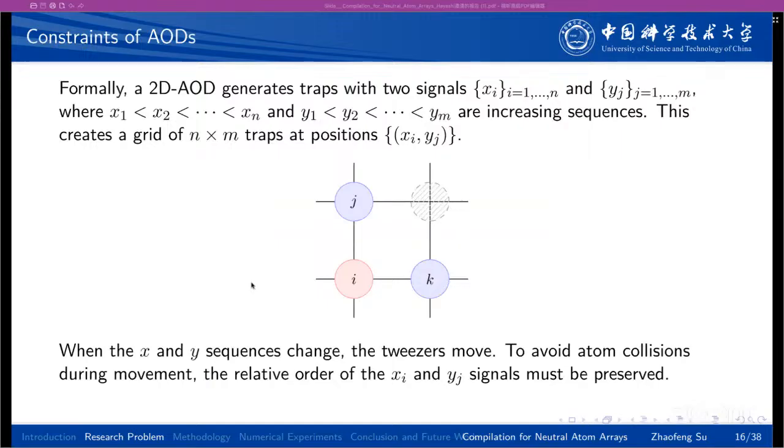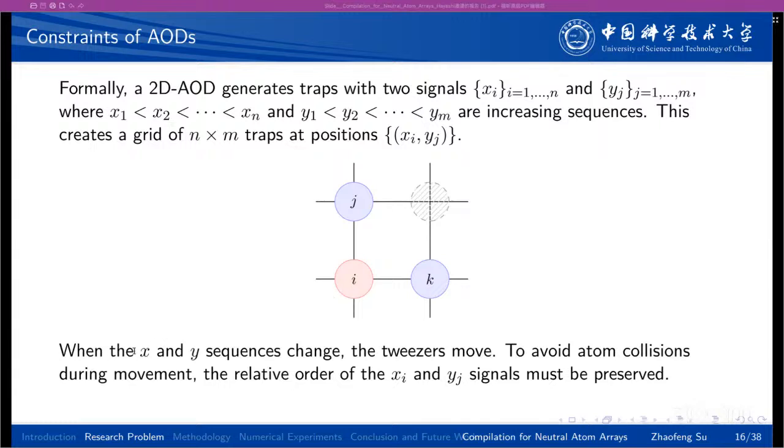So the main constraint in this problem is the constraint of AOD. A 2D AOD generates traps with 2 signals, a vector X and a vector Y. After inputting these 2 signals, it can generate an N by M grid of traps, and at each position of the cross there is a trap, where there should be an atom.